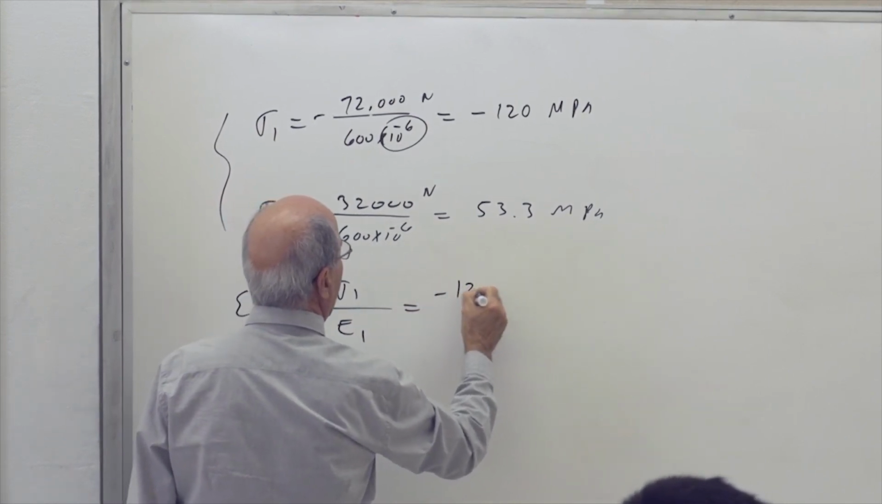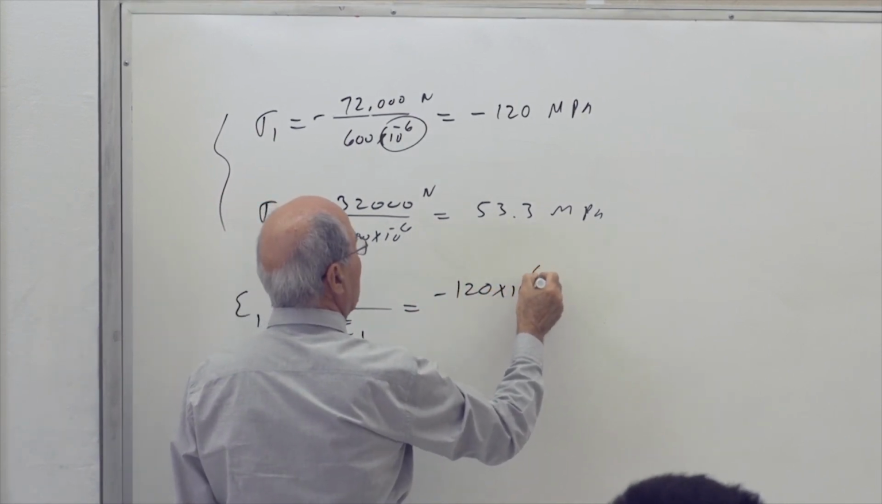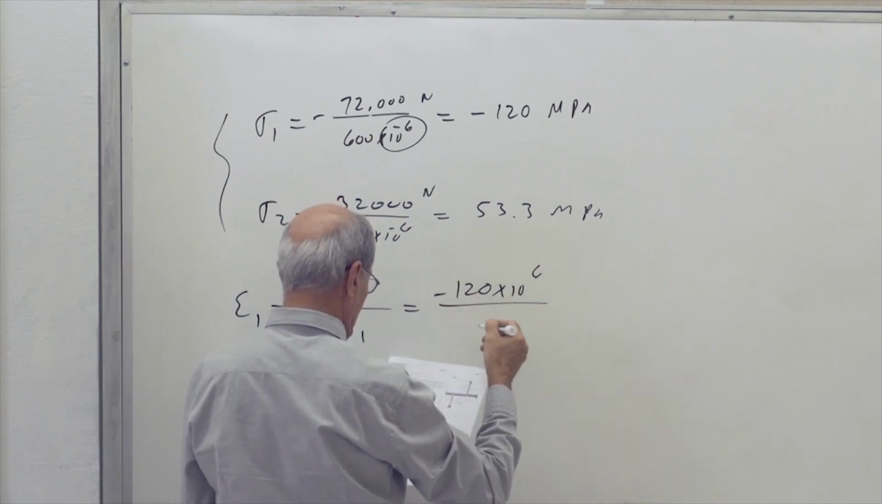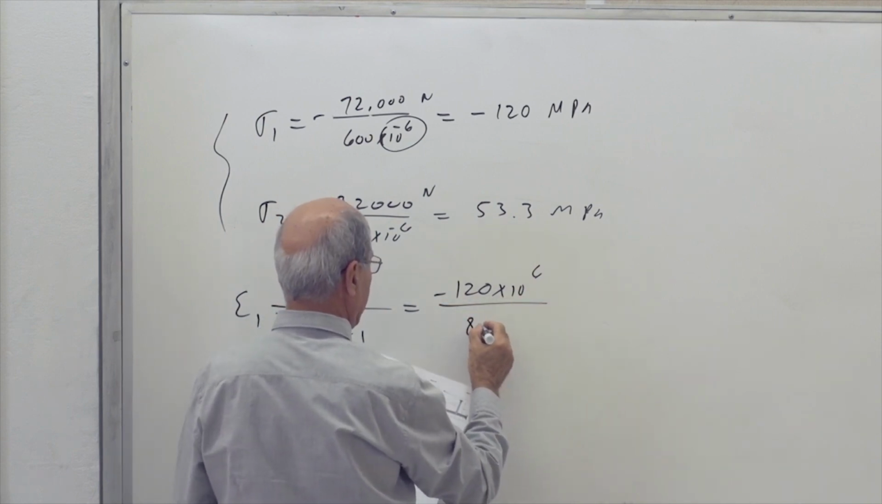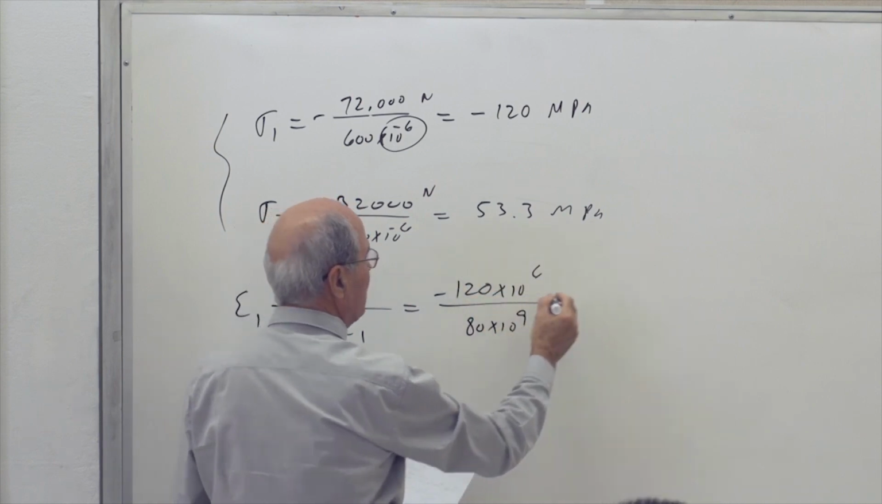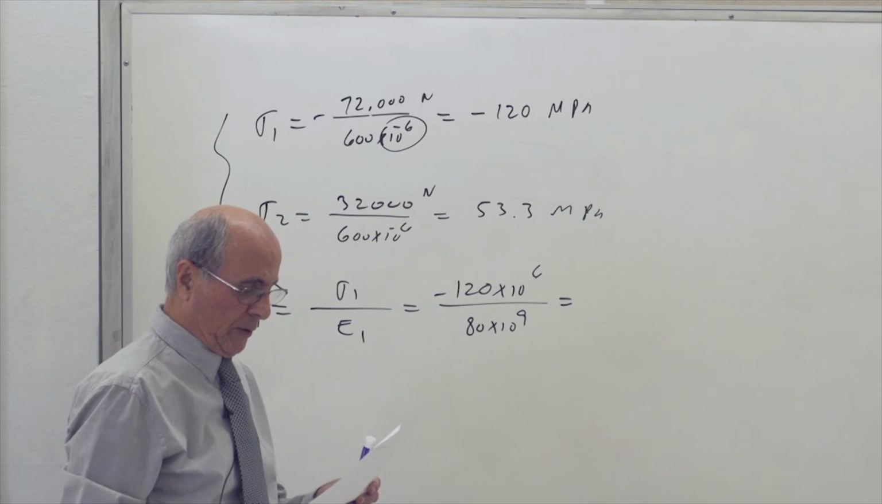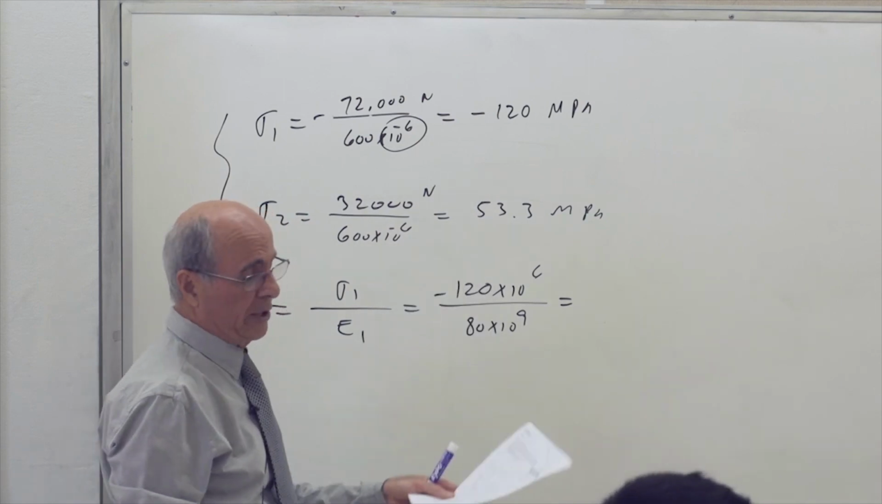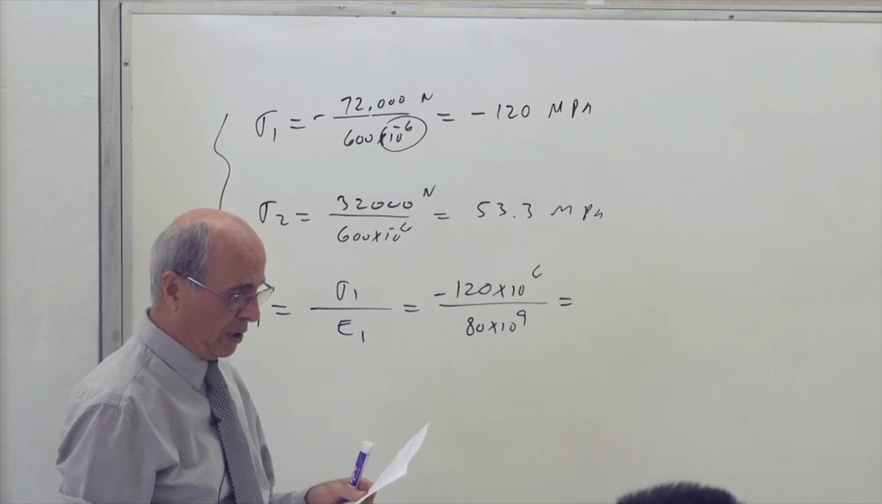Sigma 1 is minus 120 times 10 to the power of 6, divided by E1, I don't know how much it was, 80. Yeah, 80 times 10 to the power of 9. Notice all of this has to be used in your system. Some of you don't even show the result there. I need to see that to see where you're making the mistake.